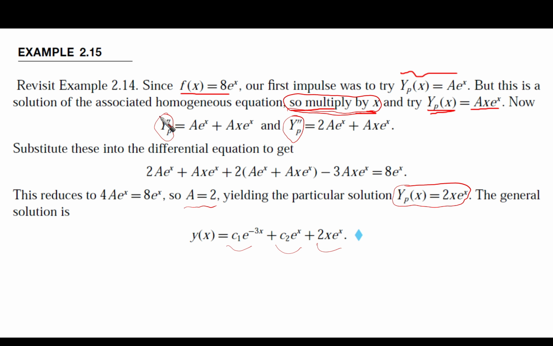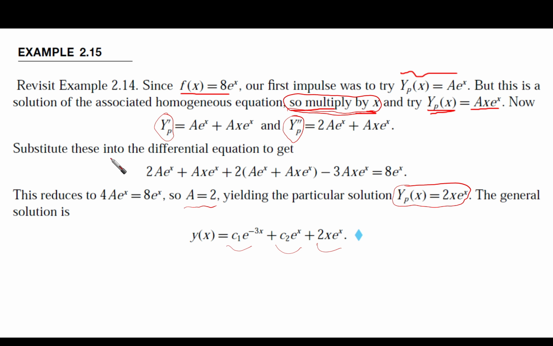Now y prime is going to be a e to x plus a x e to x. This is the derivative, right? By the chain rule we can obtain this: first function is x, second function is e to x, then by the chain rule we obtain a e to x plus a x e to x. And y double prime is going to be the derivative of this. It is going to be 2a e to x plus a x e to x.